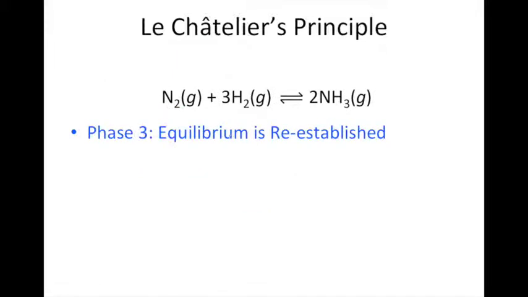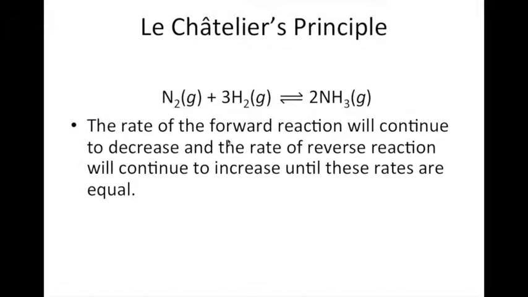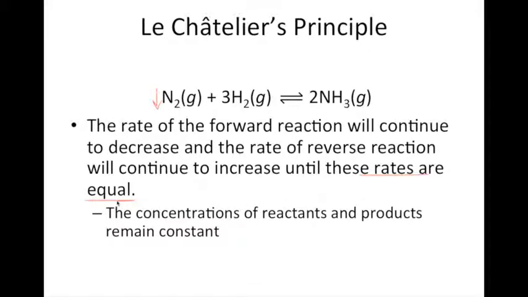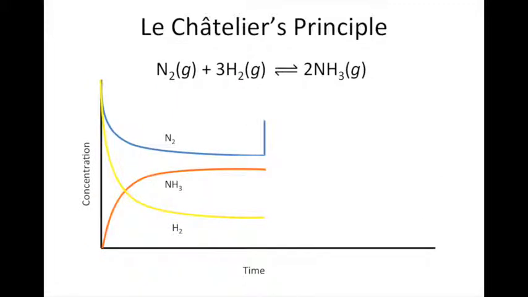Well, let's go to the third phase. Equilibrium is reestablished. The rate of the forward reaction continues to decrease as our reactant concentrations decrease, and the rate of the reverse reaction continues to increase until these rates are equal. Once these rates are equal, we've reestablished equilibrium. So the concentrations of reactants and products again remain constant, and our reaction is at equilibrium. So let's show that graphically.